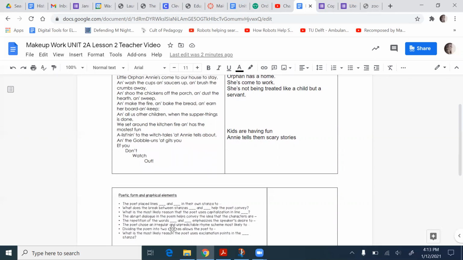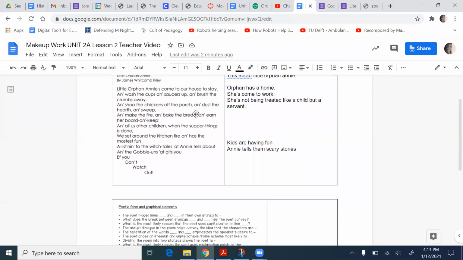The poet chose an irregular and unpredictable rhyme scheme. So they're saying it's not a pattern. It's not this rhymes and this rhymes and this rhymes. This has a regular rhyme scheme. Little orphan Annie's come to stay, away, sweep, keep, done, fun, about, out. So this has got a regular pattern. It has rhyme, rhyme, rhyme, rhyme. Every line rhymes with the next line.